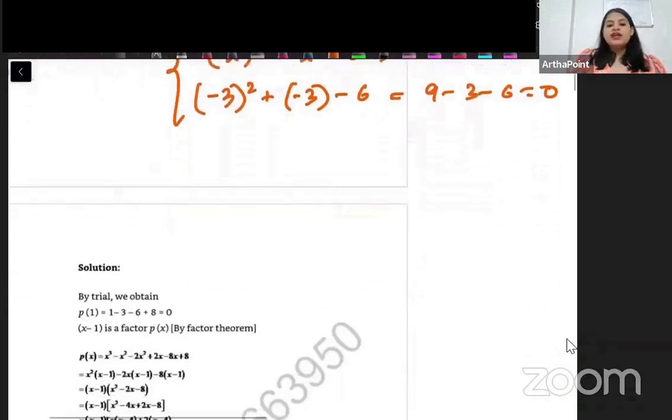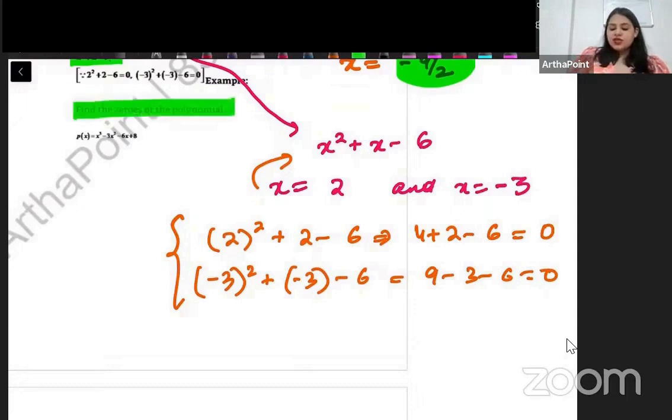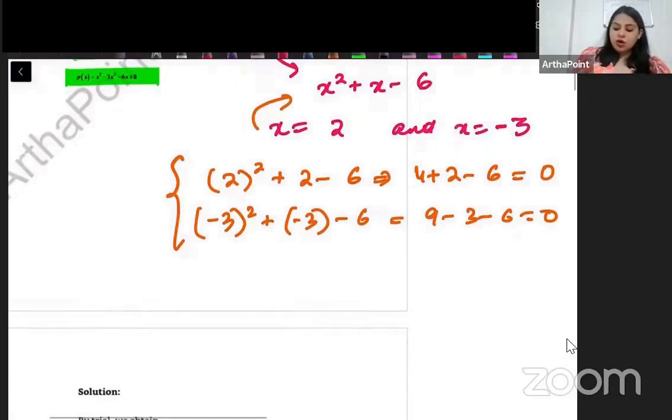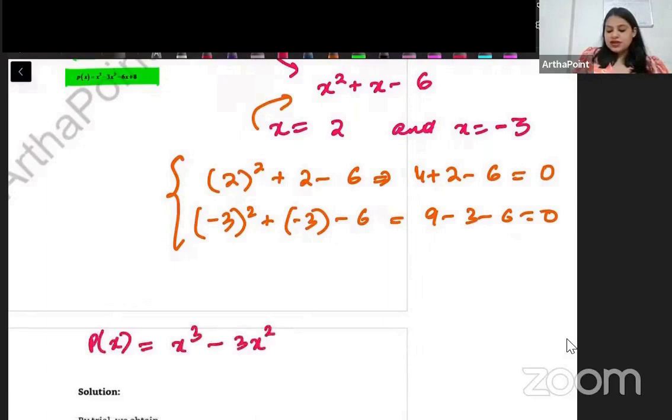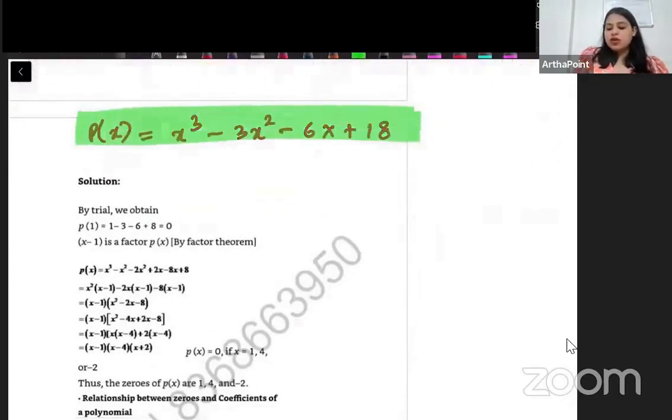So in order to find the zero of the polynomial, you have to find those x's such that when you put those x's, the equation becomes 0. Now, beta, this says find zeros of the polynomial, and you're given p(x) is equal to x cube minus 3x square minus 6x plus 18. Whenever you are given such an equation, which is a cubic equation, the first thing that you should try is the hit and trial method.